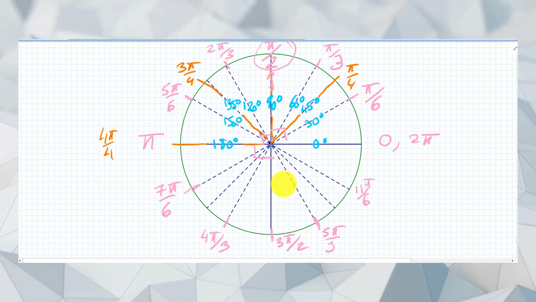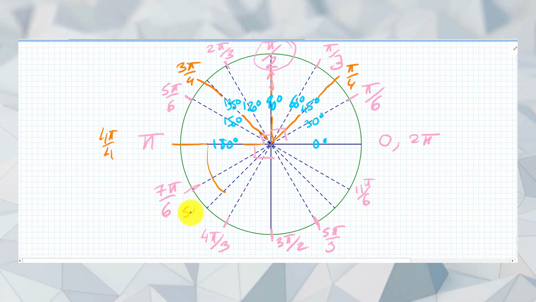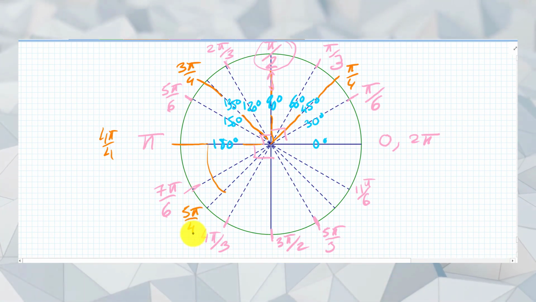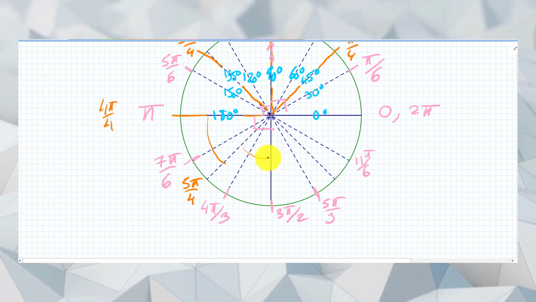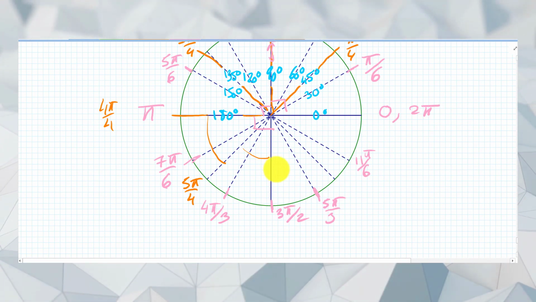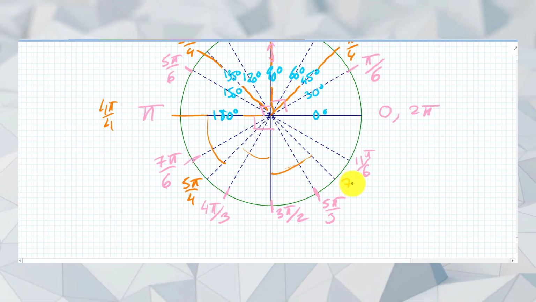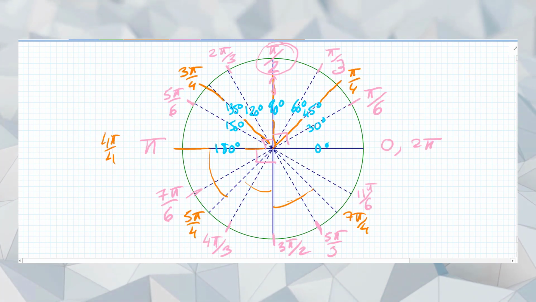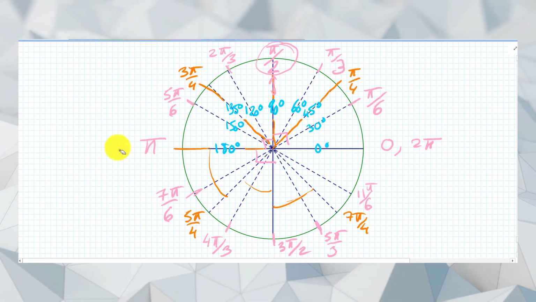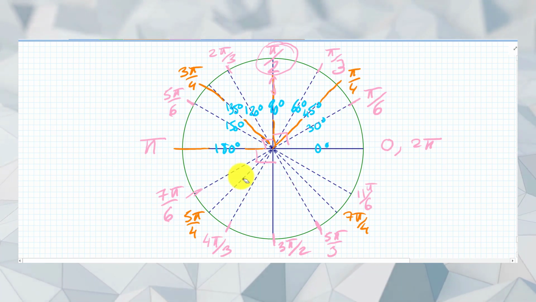5 pi over 4, if you add another pi over 4, you'll be right here. 5 pi over 4. 6 pi over 4, that's the same as 3 pi over 2. You can check it out. 7 pi over 4, 7 pi over 4. Here are all the common angles in radian around the circle.